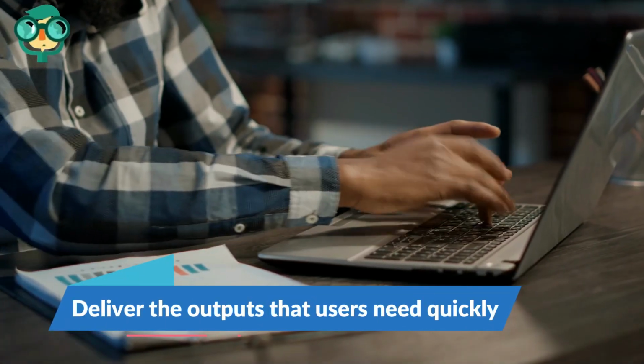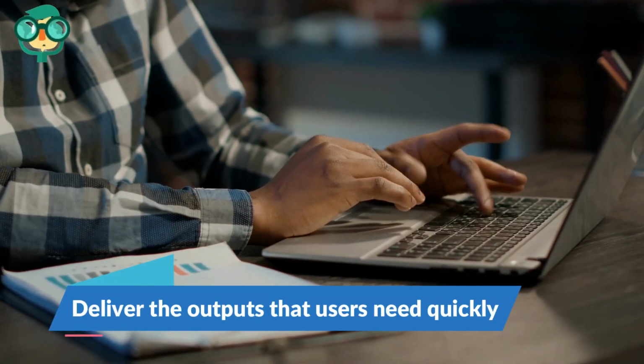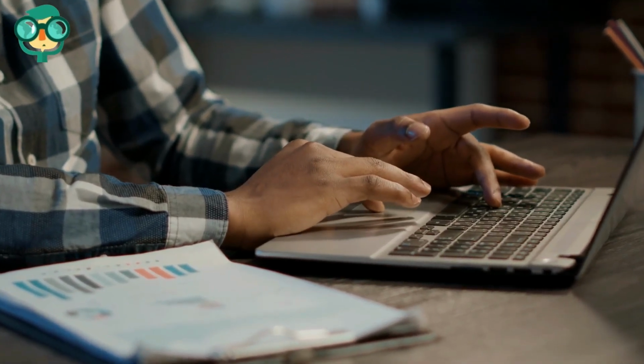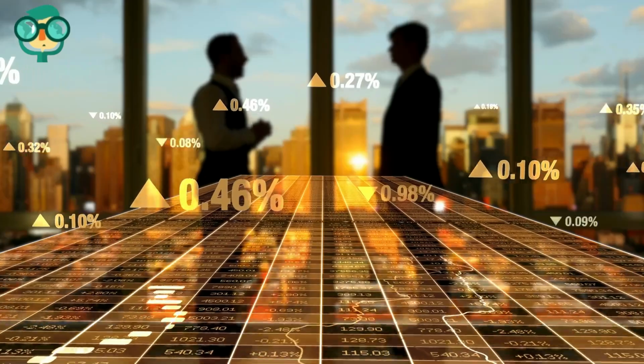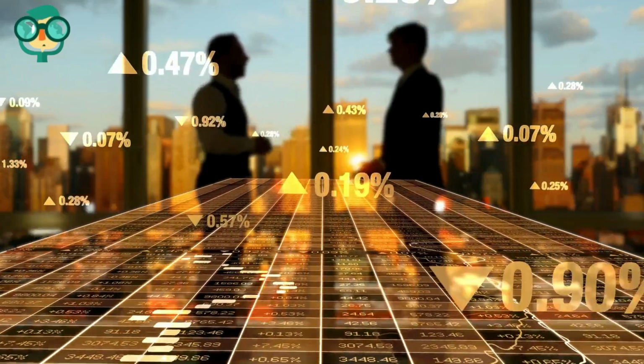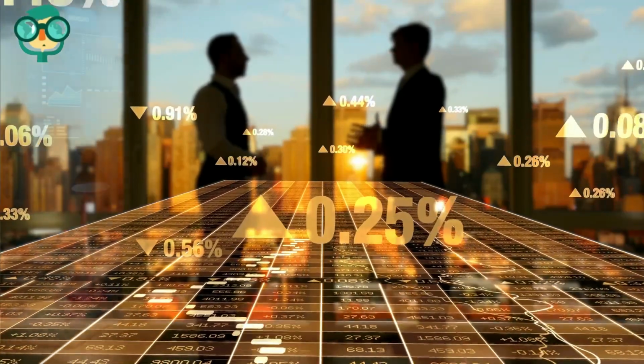Step 6. Deliver the outputs that users need quickly. In new product launch planning, agreements may have been reached with a number of suppliers to deliver rapid replenishment designed to prevent stockouts in the most uncertain period immediately after the launch.